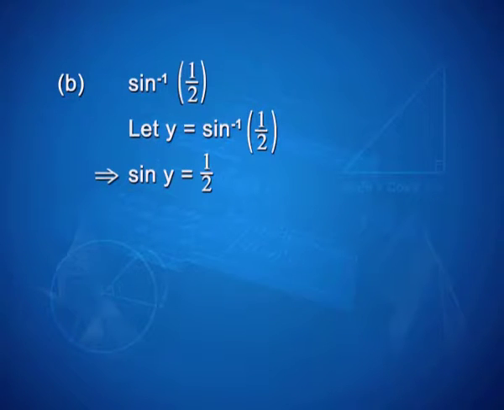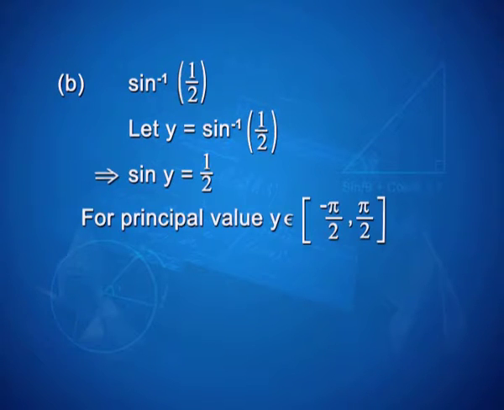I am sure you will be able to try the second part also on your own, but here is the solution for you: sine inverse 1 by 2. If you write y to be sine inverse 1 by 2, then sine of y is 1 by 2 by the definition of the inverse. For principal values, again you will select the value which lies between minus pi by 2 to pi by 2, including the endpoints, which is nothing but pi by 6, and that is the answer for sine inverse of 1 by 2.